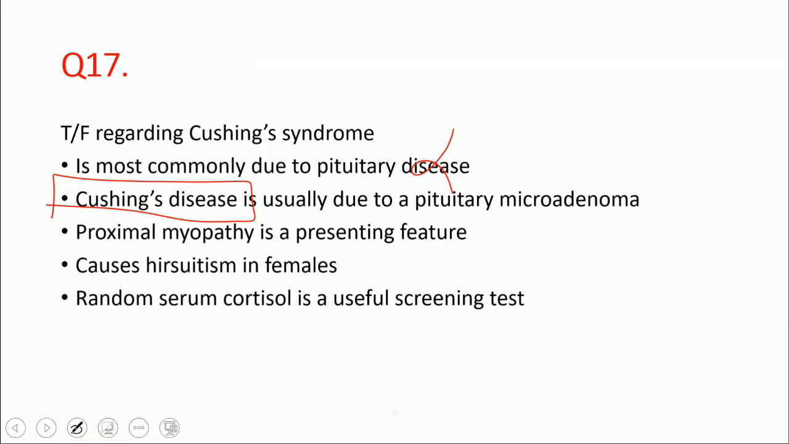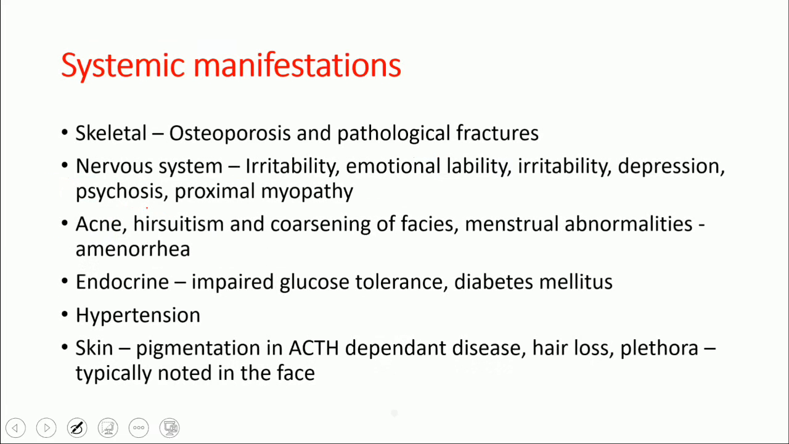So proximal myopathy is a presenting feature. Hirsutism is also a feature. Within the skin-related manifestations, we have already seen the white purplish striae, but remember it also causes acne, coarsened facial features, and hirsutism as well. So these are common features of Cushing's.